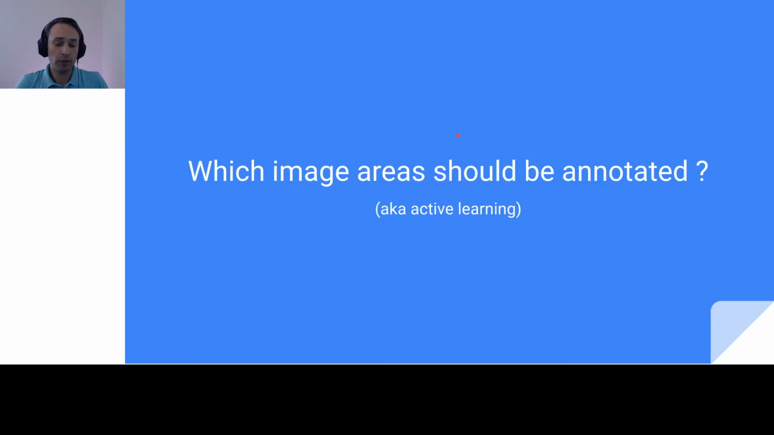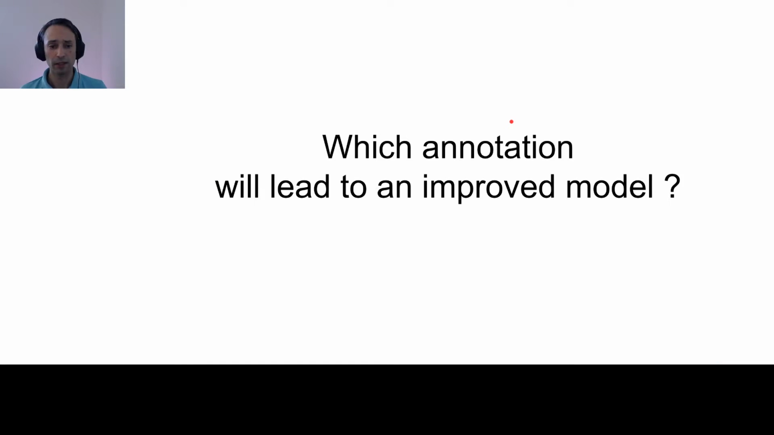So the first question you might wonder is which image area should be annotated then? And this is usually the area of active learning problems. And it can be formulated as which annotation is going to lead to an improved model? Which annotation is going to lead to the most improved model? And this is a very hard problem.